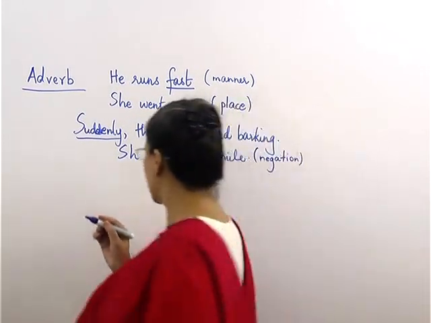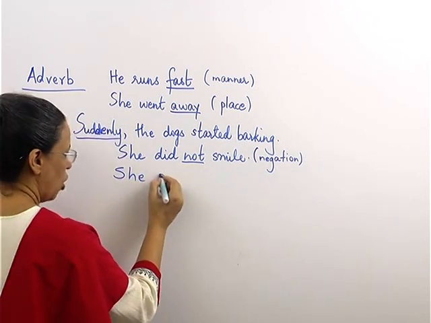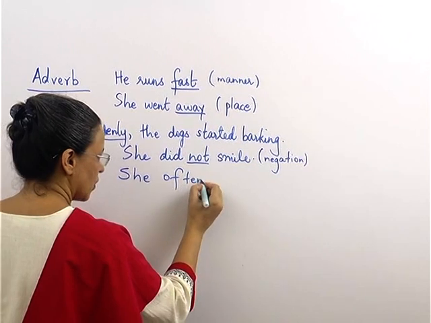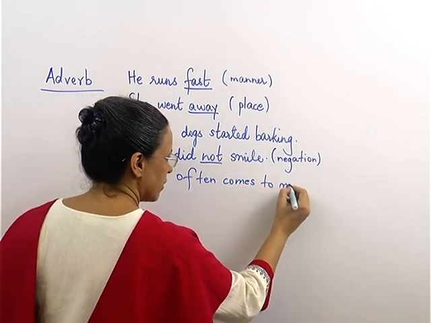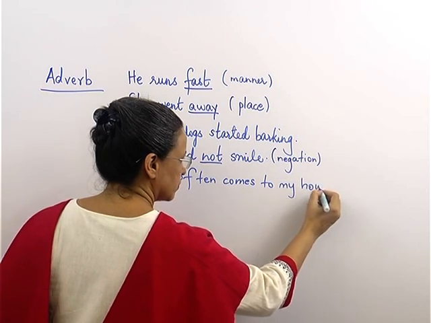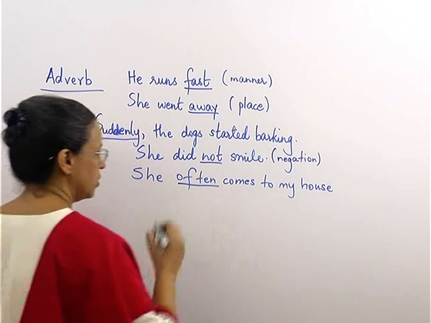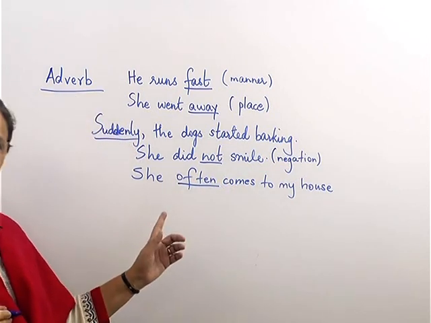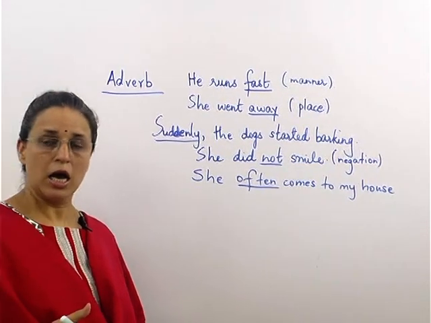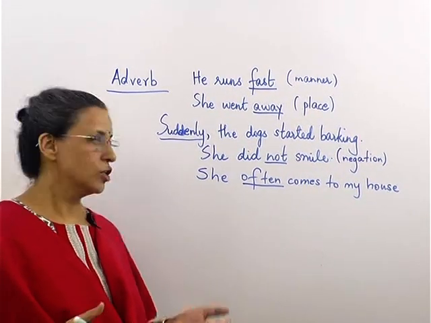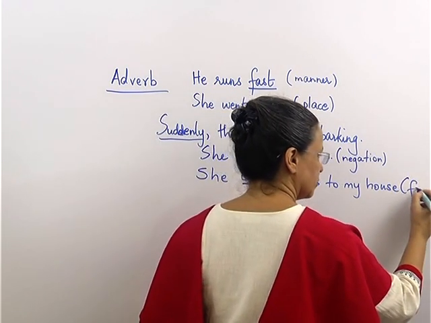Okay. Suppose I say, she often comes to my house. So, here often shows you that she comes many times. She frequently comes to my house. How many times does she come? So, this shows you adverb of frequency.